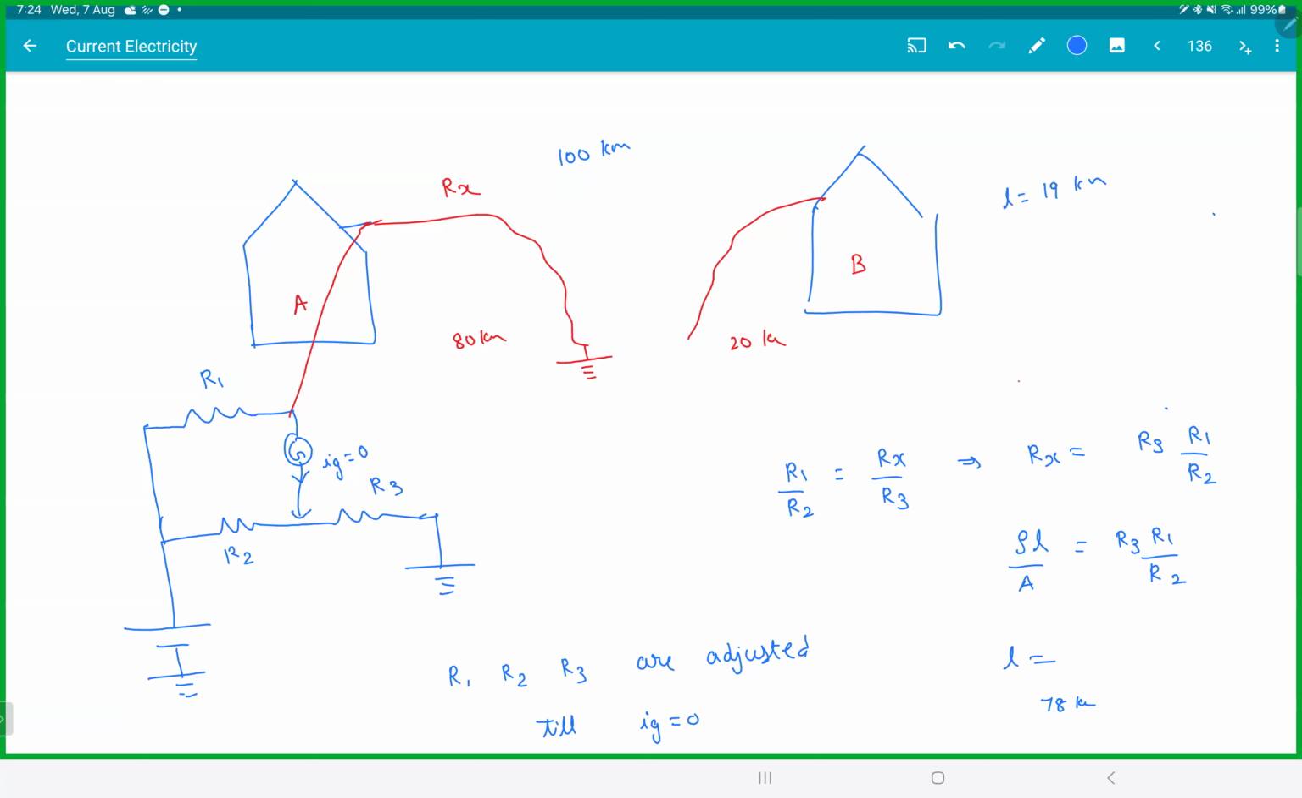Now roughly they have an idea, right? The distance between A and B is 100 kilometers. I'm getting 19. Matlab it is closer to me, so B should go and repair it. Are you getting the concept behind it?